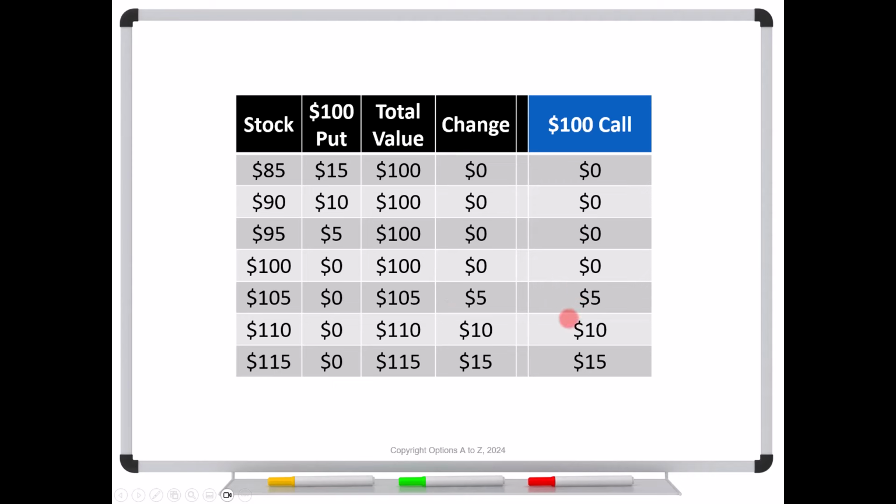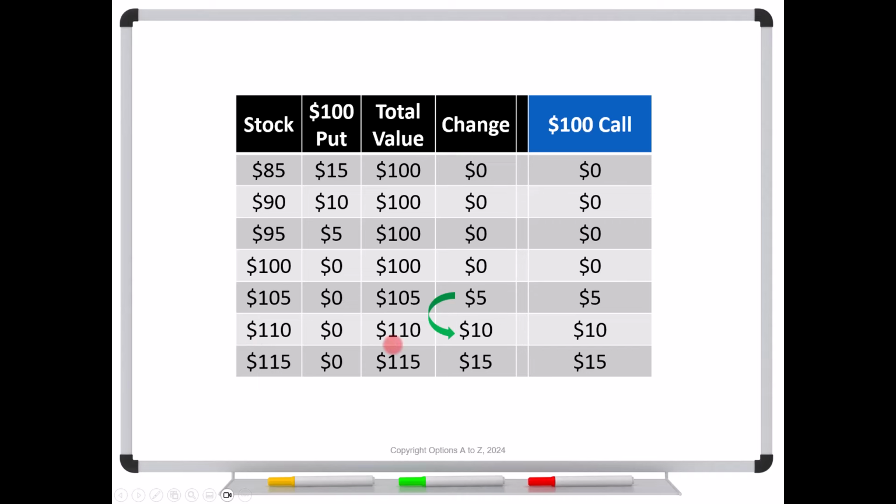What if we go, let's say, to the next one, from 105 to 110? This trader's portfolio, stock plus put, goes from a value of 105 to 110. The change in that portfolio has gone from 5 to 10. It's an increase of 5. Look what happened to your call option.